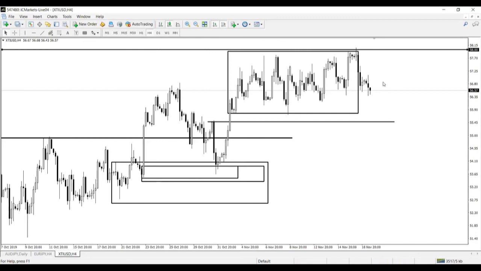Managed to catch some very, very nice pips, and I've had a brilliant week in the market. It was about, for example, 450 pips or something like that. We had a fantastic week in the market, absolutely rinsed it, and hopefully we can get more to come.